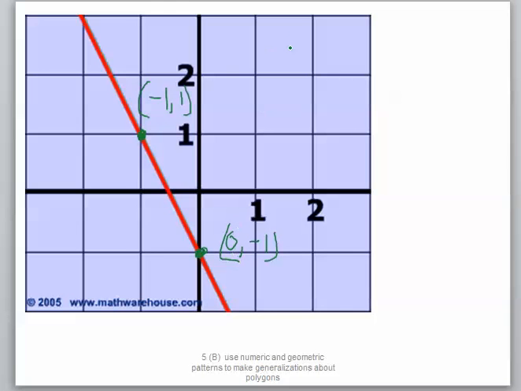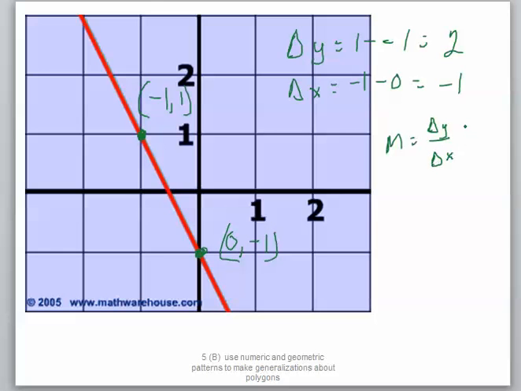So I'm now going to find my change in my y values. So I'm going to say 1 minus a negative 1, and I'm going to get a 2. I'm going to look at my change in my x values, and I'm going to say it's a negative 1 minus 0, which is a negative 1. And my slope was going to be my change in y's divided by my change in x's, and that's going to be equal to negative 2 over 1, or negative 2.